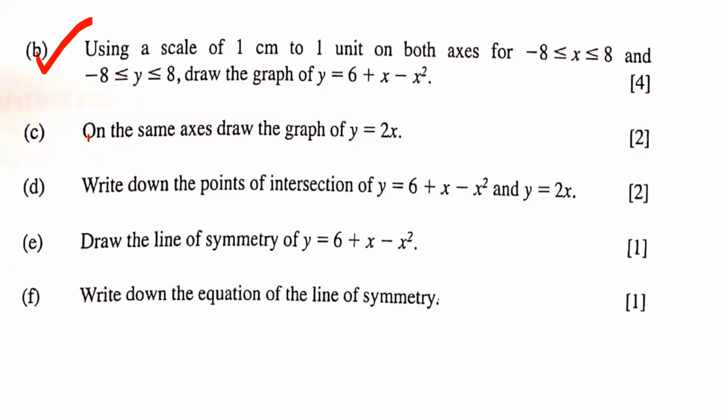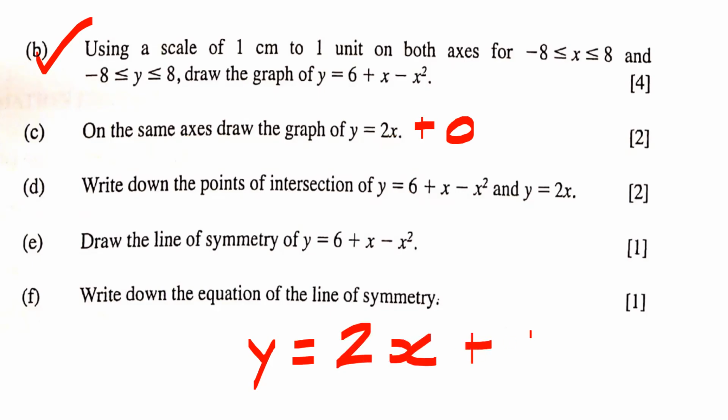All right. On the same axes, draw the graph of y is equal to 2x. Okay, so this is y is equal to 2x plus 0. We could put a plus 0. That's what they want us to draw, this line. y is equal to 2x plus 0, okay? So this is the equation of the line that we have. This is the slope-intercept form.